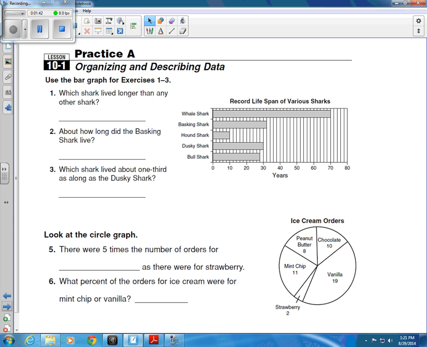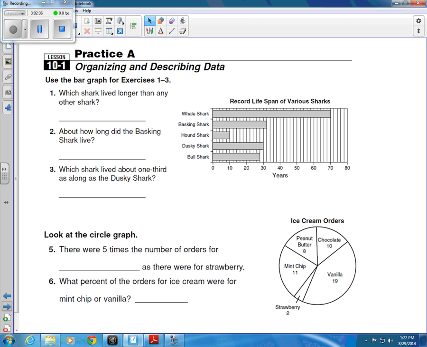Okay, now what we're going to do is take a little bit of a look at reviewing for reading bar graphs and circle graphs, some stuff we've already done before quite a bit. Let's take a look right away at the first example. We have a graph. Whenever we're reading graphs, the most important thing we need to do is make sure we're looking at scale as well as the labels on the axis.